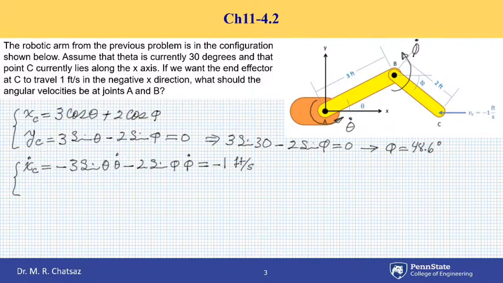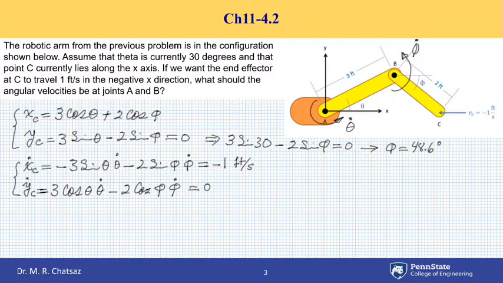Then we can take the derivative of the second equation, y dot C equals 3 cosine of theta times theta dot minus 2 cosine of phi times phi dot. And since point C is moving horizontally, this equals 0. So basically at this point I have two equations with two unknowns, which are theta dot and phi dot. Therefore, if I plug in the numerical values for the other parameters, we can solve two equations for two unknowns. That's basically what the rest of the problem boils down to.